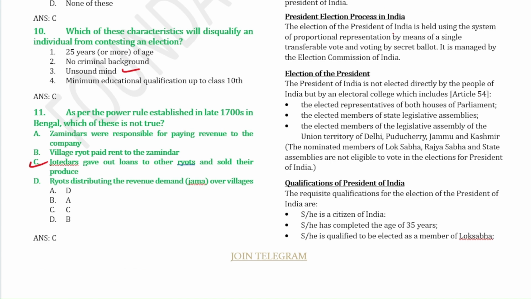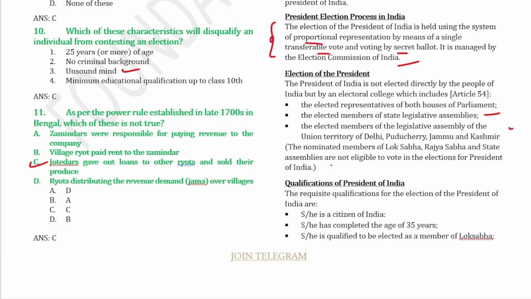Now regarding the president election process in India, okay, the election of the president of India is held using the system of proportional representation by means of a single transferable vote and voting by secret ballot, okay. So this statement is important. And it is managed by the Election Commission of India. Now, he is not directly elected by the people, okay, but by an electoral college. And the electoral college consists of the elected representatives of both houses, that is Lok Sabha and Rajya Sabha, the elected members of the State Legislative Assemblies, the elected members of the Legislative Assembly of the Union Territory of Delhi, Puducherry, and Jammu and Kashmir.